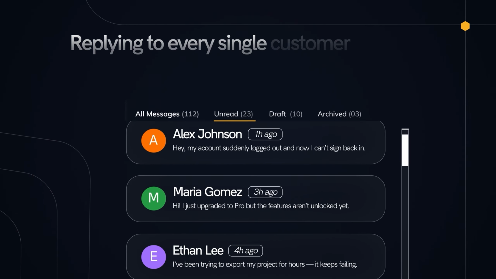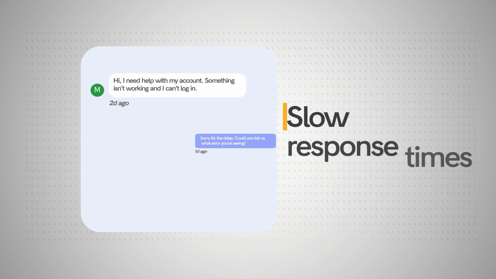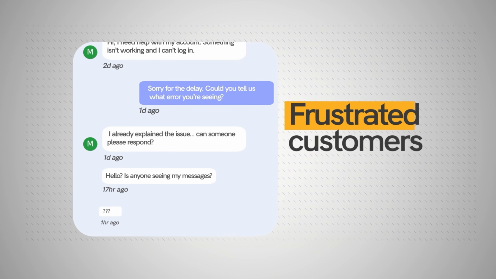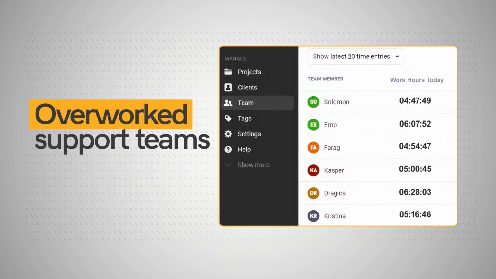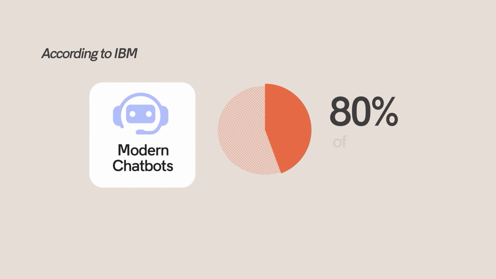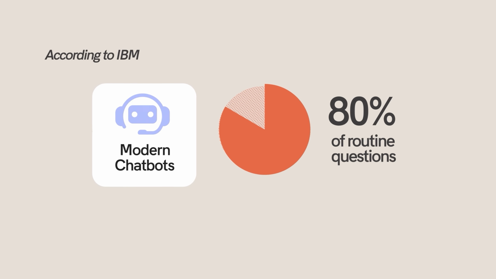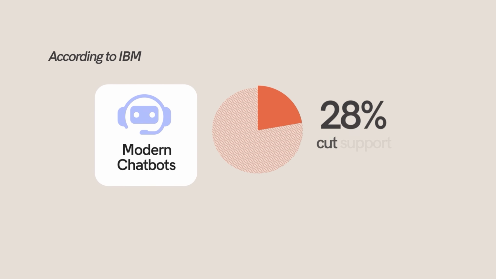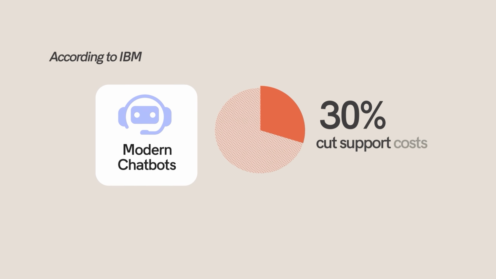If your business is still replying to every single customer question manually, you already know the struggle. Slow response times, frustrated customers, overworked support teams. Well, the good news is that things have changed. According to IBM, modern chatbots can now handle up to 80% of routine questions and cut support costs by nearly 30%. And before you think this sounds too technical, you don't need any coding knowledge to set one up.